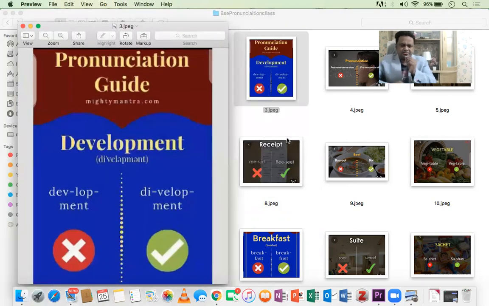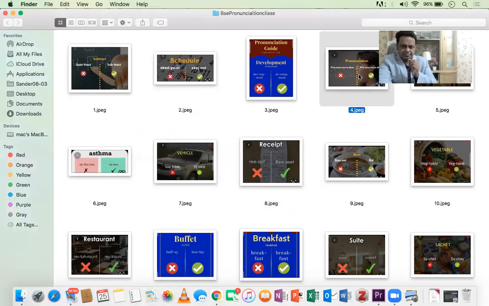Then we got this one, development. In the British pronunciation, it is development. Yeah. So let's move to the next one.